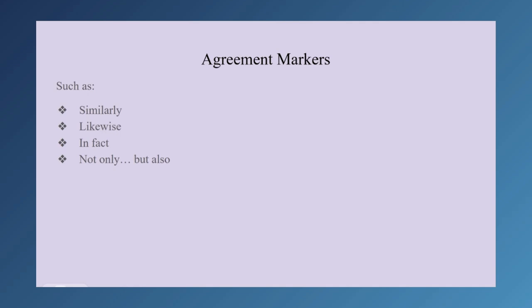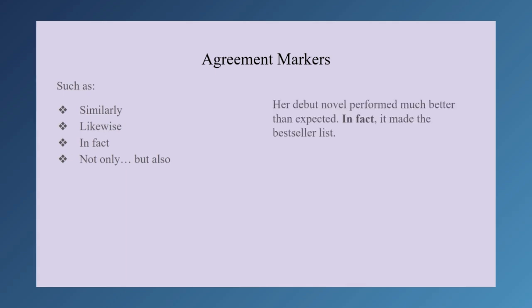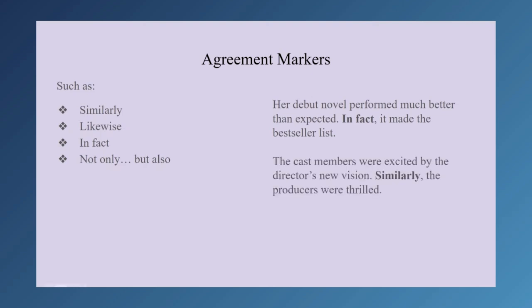Agreement markers are terms that indicate agreement, such as similarly, likewise, in fact, or not only, but also. For instance, her debut novel performed much better than expected. In fact, it made the bestseller list. Or the cast members were excited by the director's new vision. Similarly, the producers were thrilled. Each of these indicates that the second part will be in agreement with the first part.